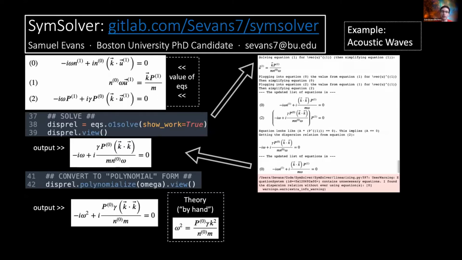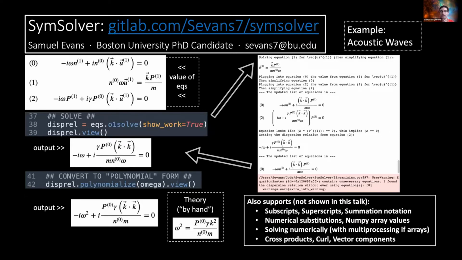So to keep it short, I'm not going to highlight any more than that. I will just mention that it also supports having subscripts and superscripts, doing summation notation, substituting numerical values into this, or substituting numpy arrays as those numerical values instead of just single numbers, solving numerically the dispersion relation that you end up getting. And also it can do cross products and curl and break things down into vector components. So thank you. Any questions?